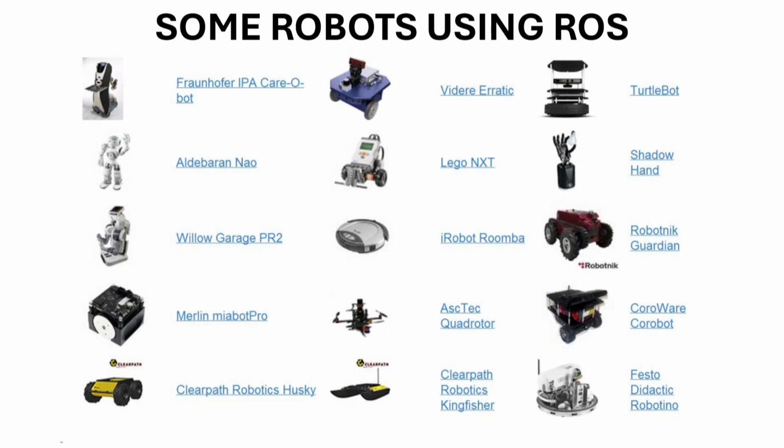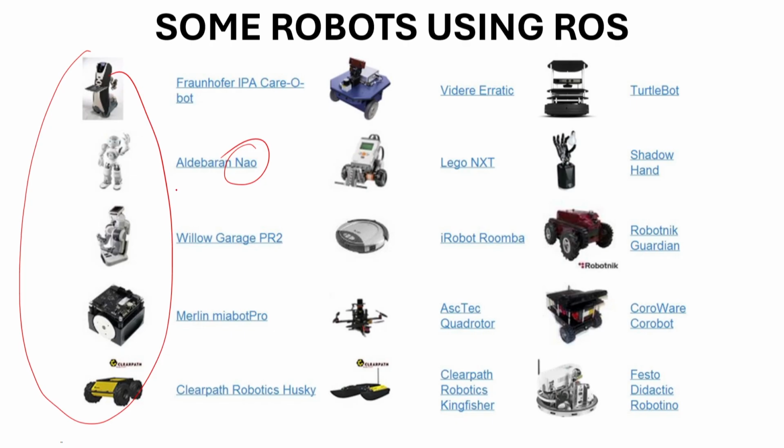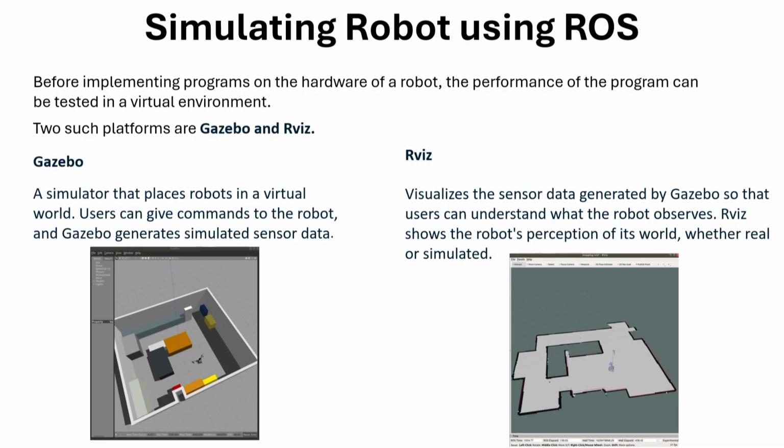Some robots which are using ROS, we have given you a huge group of them here, which of course includes our favorite, and then there are many others like these Marlins, Meabot Pro, and then there are Legos, Turtlebots, and various other robots that use ROS today.